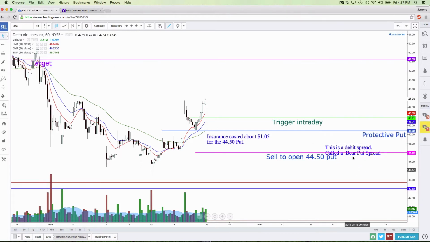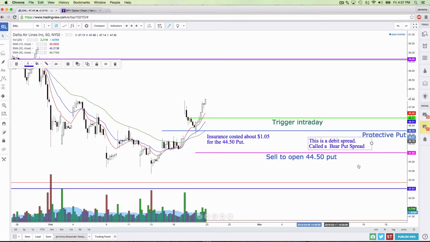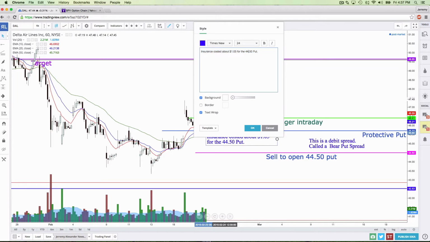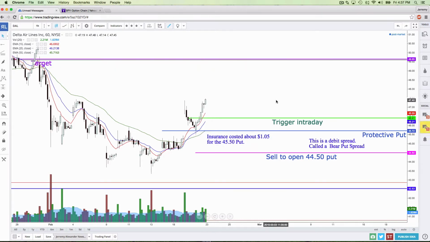A bear put spread is actually a non-directional bearish trade. It means you have a put and you sell a put below the strike price of the put that you bought, to bring money in. I'm sorry, I just noticed a mistake. I said 44.50. I meant 45.50. There we go. So that means, let's say hypothetically, that Delta Airlines goes boop and just tanks. This becomes your maximum reward.